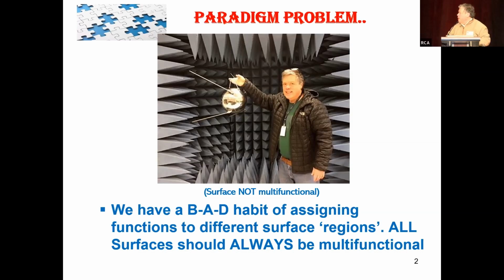All right, my point is that the surface of that satellite is really non-functional. What does it do? It doesn't do anything. But the fact is, it is the surface, and that ends up being the most important parameter to consider. You know, we have a bad habit of assigning functions, as I said, to different surface regions, but we don't look at the surface as always being multifunctional. Now that's changed, but let's go there.